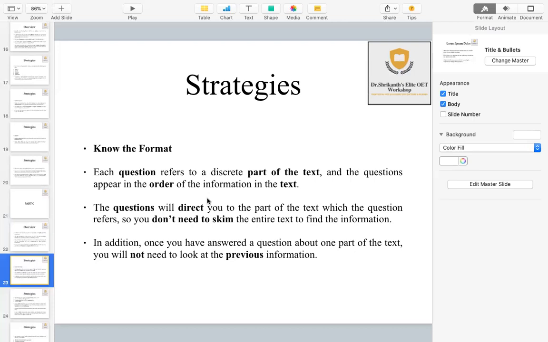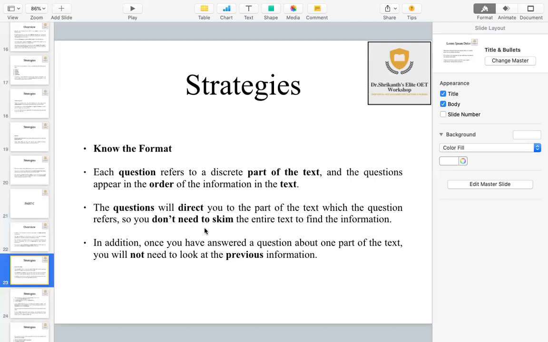The questions will also direct you to which part of the text they come from. Sometimes they may be even kinder, and tell you that the answer is in the third paragraph, or the fifth paragraph, or the fourth paragraph. So in the question itself, they tell you where exactly the answer is located, and you just have to read that specific paragraph. That's not a strategy, but a beneficial thing about the OET. There is no need to skim through the entire text to find the information.